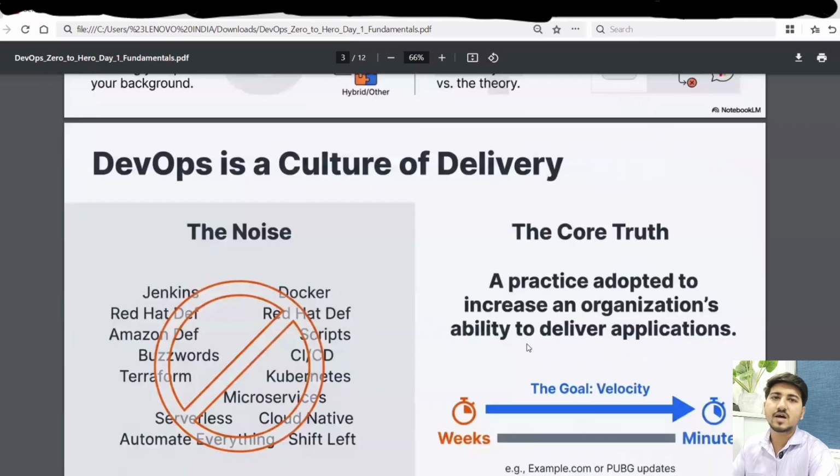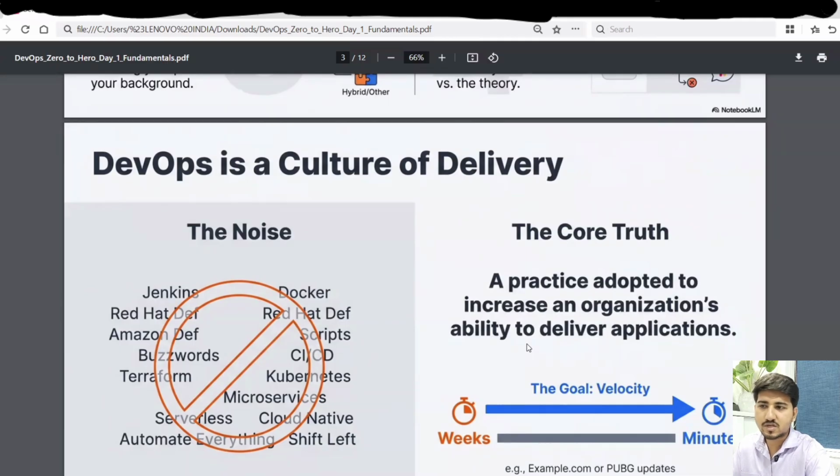DevOps is a culture where automation has to be there. After the automation, there is monitoring in its place. After the monitoring, there is quality analysis, and then the quality tests have to be there. All these things have to be in place, and everything is interdependent. Since all of this is automated, DevOps is very much required.